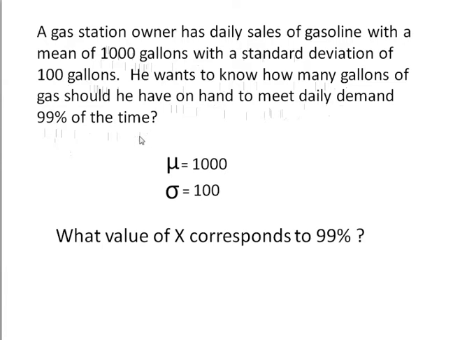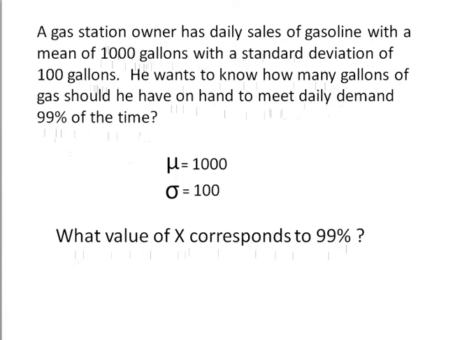This is sort of a backwards problem because before we started with the number of gallons of gas and then told him what probability that would represent as far as meeting daily demand. Now we're starting with the percent of probability and we want to know how many gallons of gas, so it's sort of backwards. What value of x corresponds to 99% is really the question we're trying to answer.